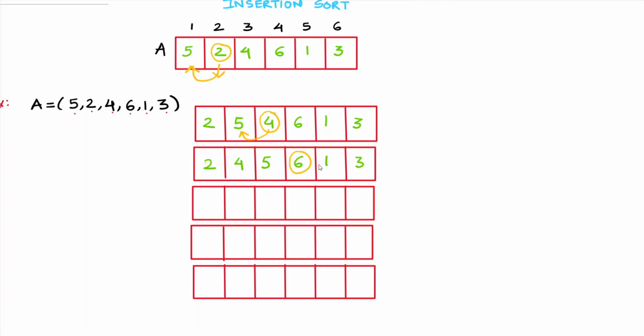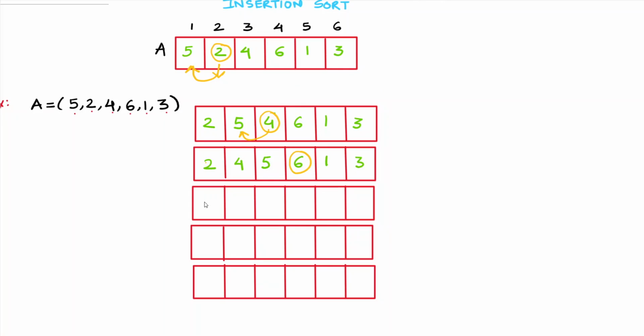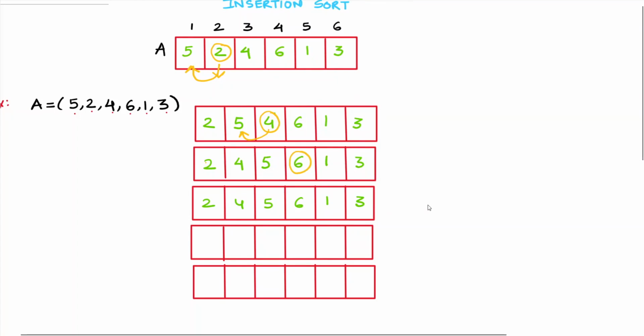Next, after this, the next number under consideration will become 1. Before moving on to the next number under consideration, we need to write down the next step as 2, 4, 5, 6, 1, and 3. And now at this stage, the next element that we need to consider is 1. Now, 1 if compared with 6, definitely 1 is less than 6.